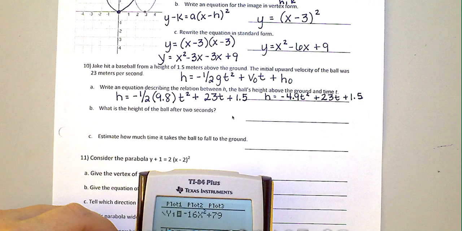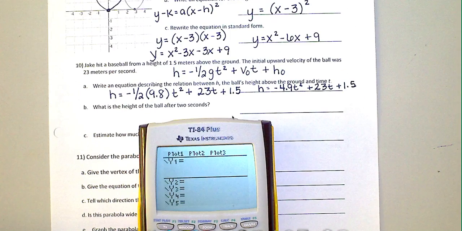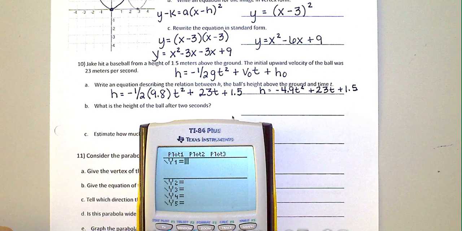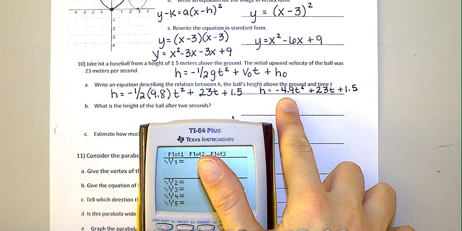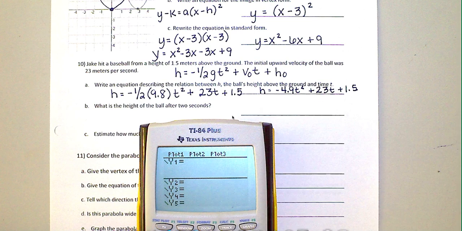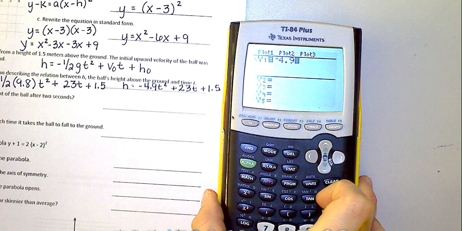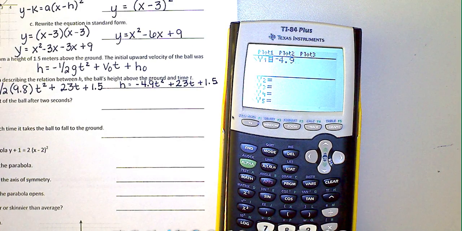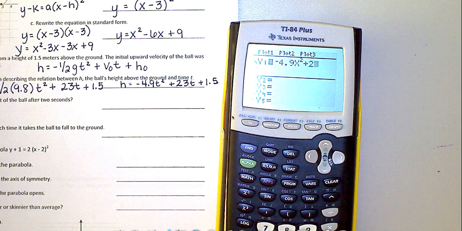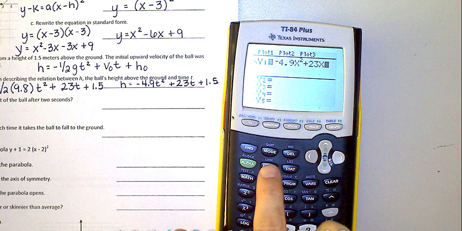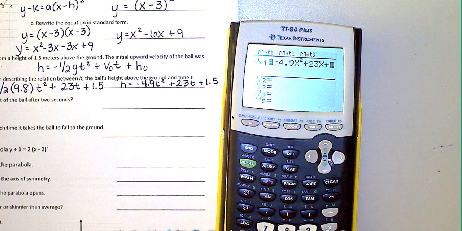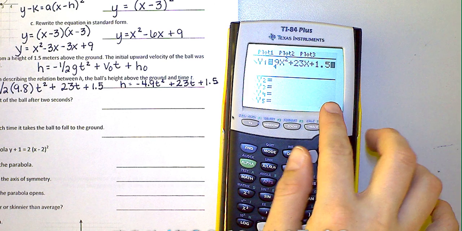So let me wipe out what I already have in here. Now, in my calculator, I'm going to type in this equation, except I'm going to put x in instead of t. So y equals negative 4.9 x squared plus 23x plus 1.5. And hit graph.